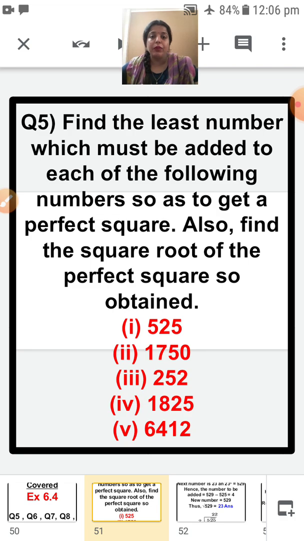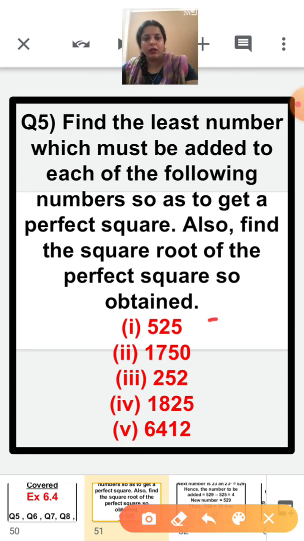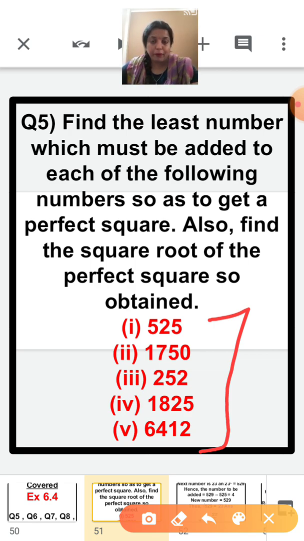So every time we are dealing with perfect squares, sometimes we are saying what we should multiply, sometimes we are saying what should we subtract from that, so that that particular number becomes a perfect square. Now in this question, all these numbers are given to you and you need to make these numbers perfect squares. So this question is saying these are not perfect squares.